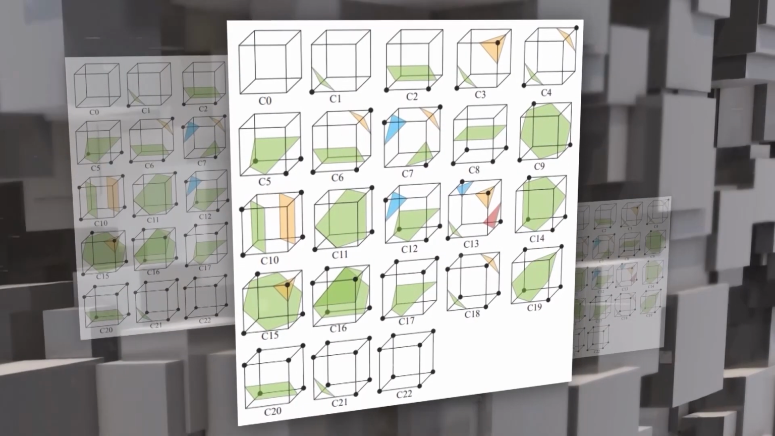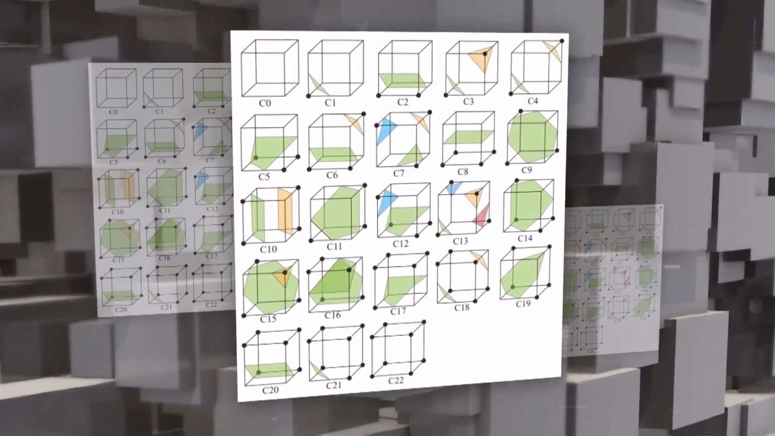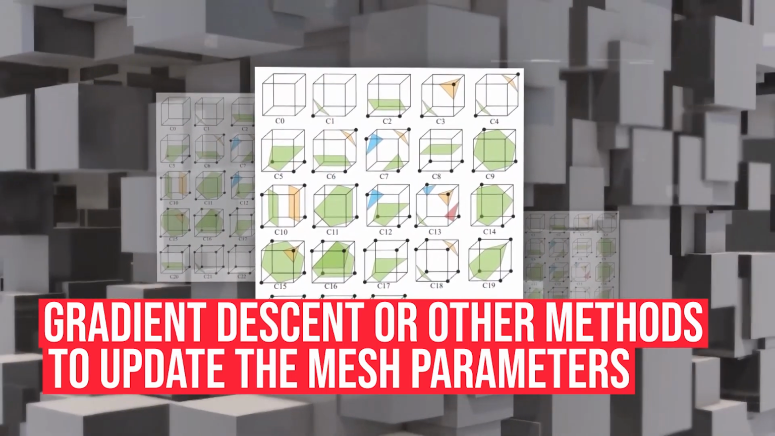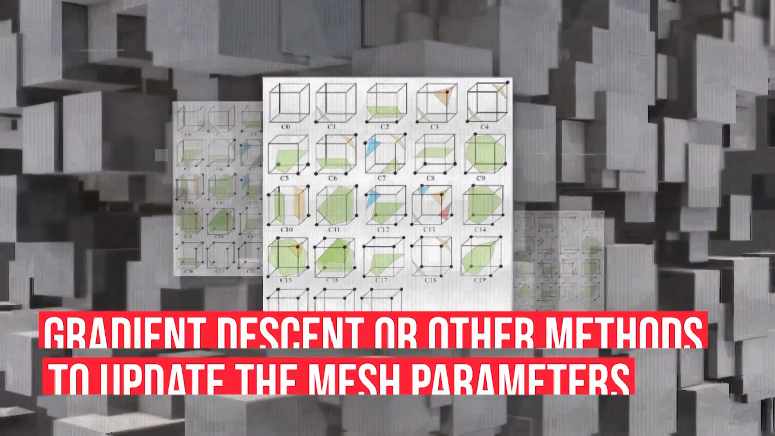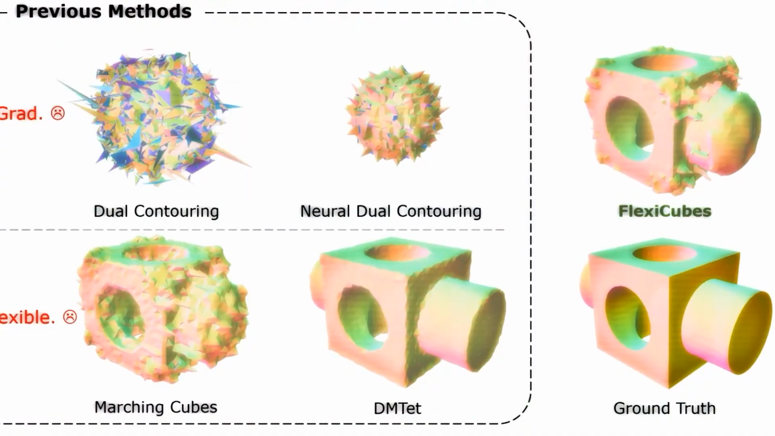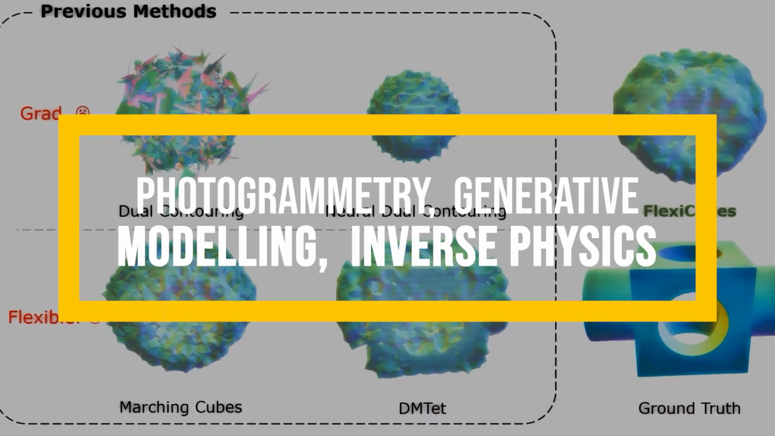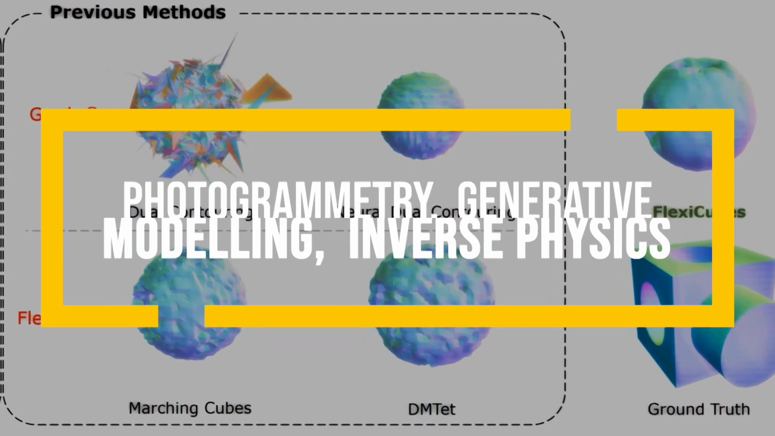For example, we can define an objective function that measures how well the mesh matches the images to reconstruct a scene from images. Then we can use gradient descent or other methods to update the mesh parameters until we reach a minimum of the objective function. Gradient-based optimization is used in applications such as photogrammetry, generative modeling, inverse physics, and more.